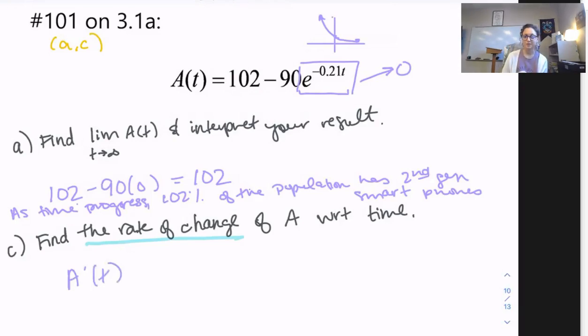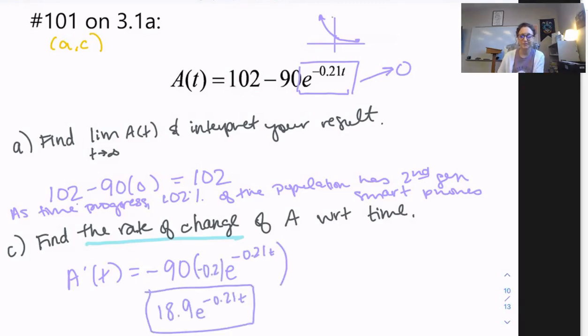So what's the derivative of 102? That's 0, that goes away, right? That negative 90 coefficient comes with me. Then let's take a look at the exponential piece. So notice I have a function inside another function. The derivative of the outer is itself, holding the inner. I need to multiply by the derivative of the inner, and notice I just left some space here because I knew it was going to come there.